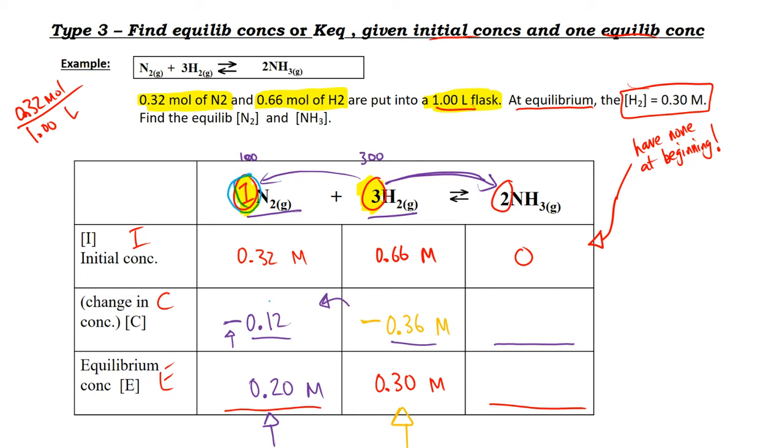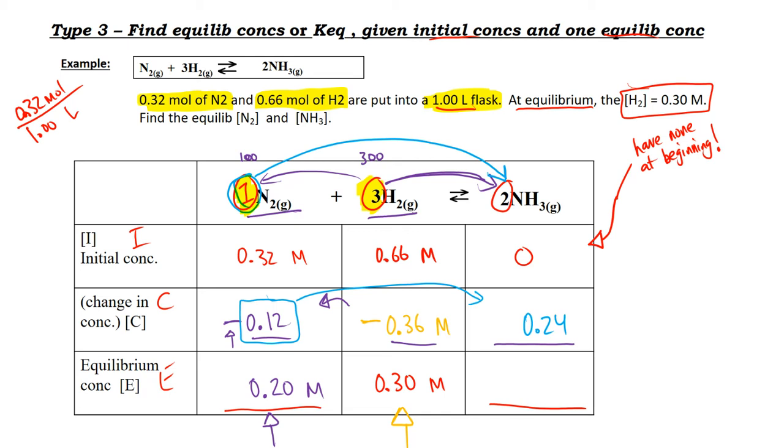So if this is 0.12 and its coefficient is 1, well, what is this ammonia going to be like compared to that? It's going to be double. It's a 1:2 ratio. So whatever the nitrogen is, I've got to double it for the ammonia. So double this one, and it's going to be 0.24.